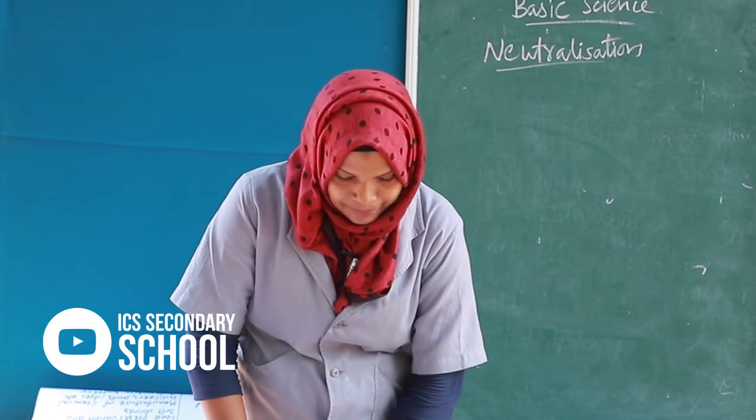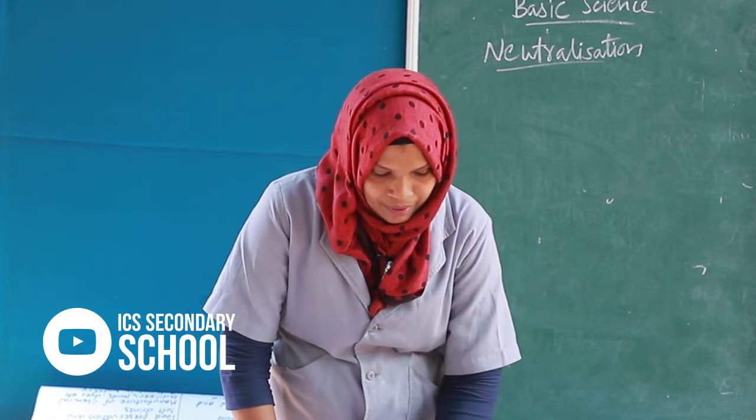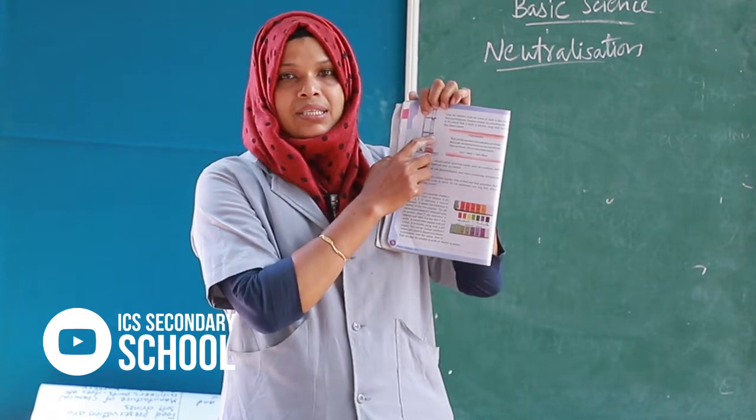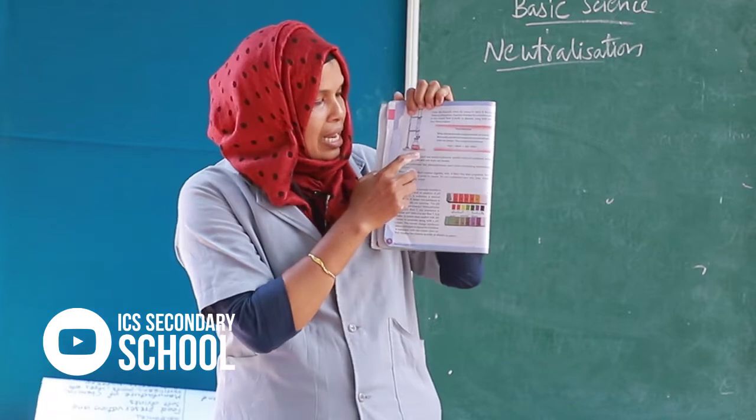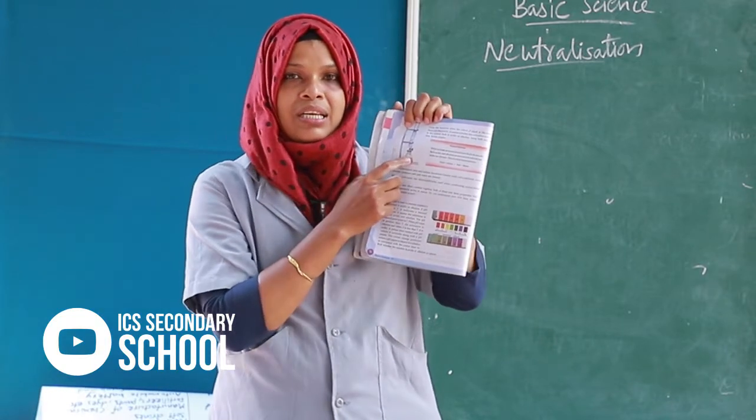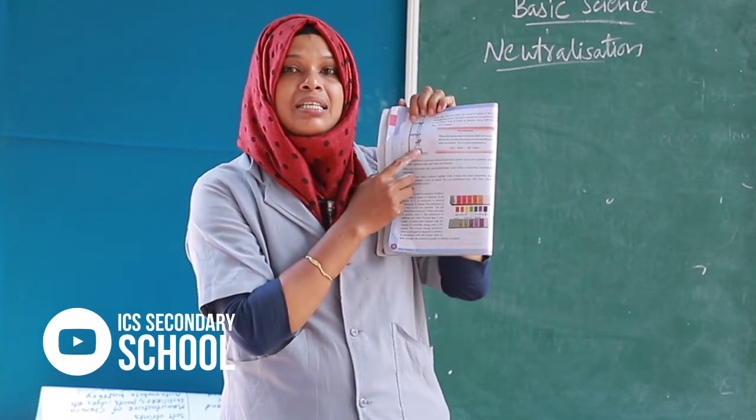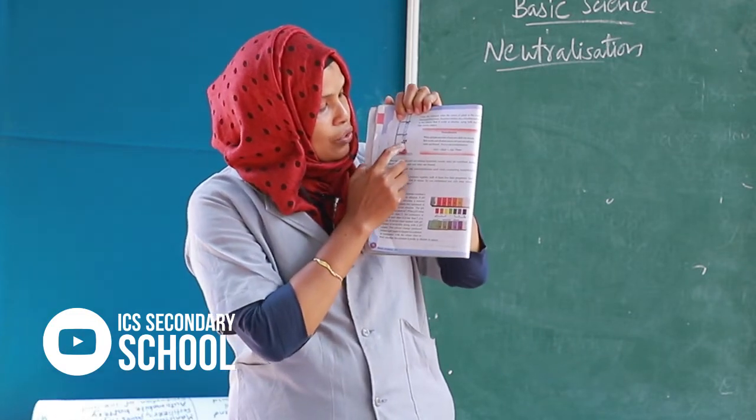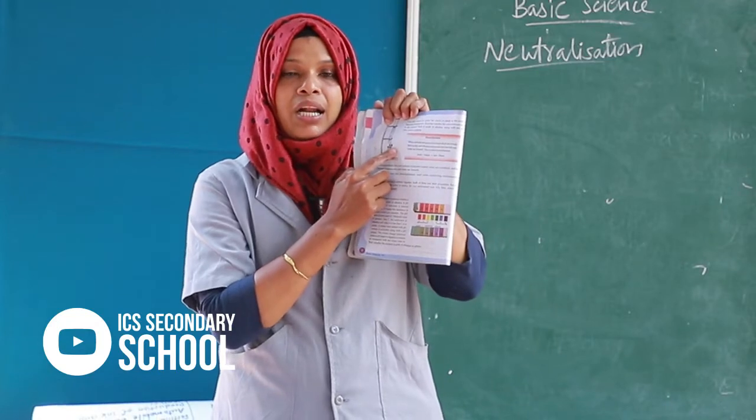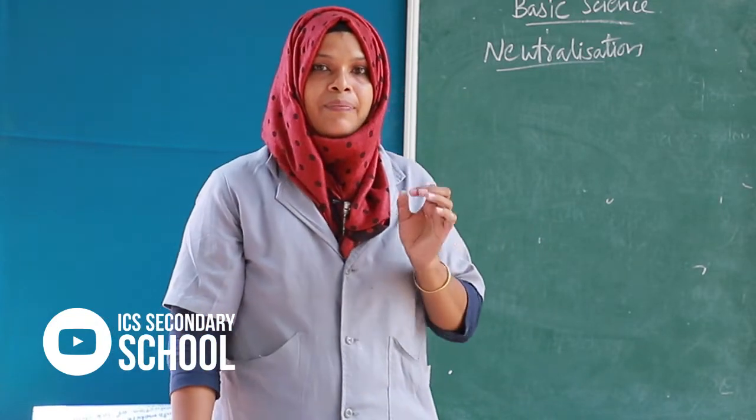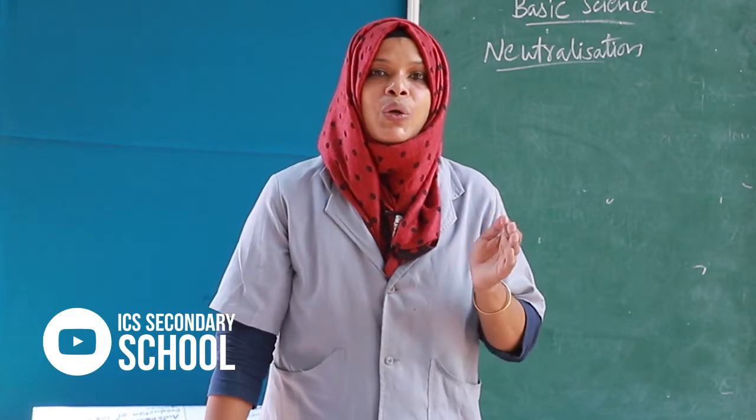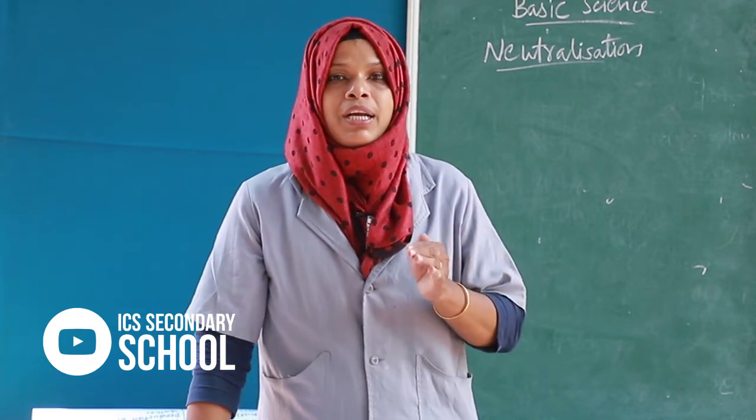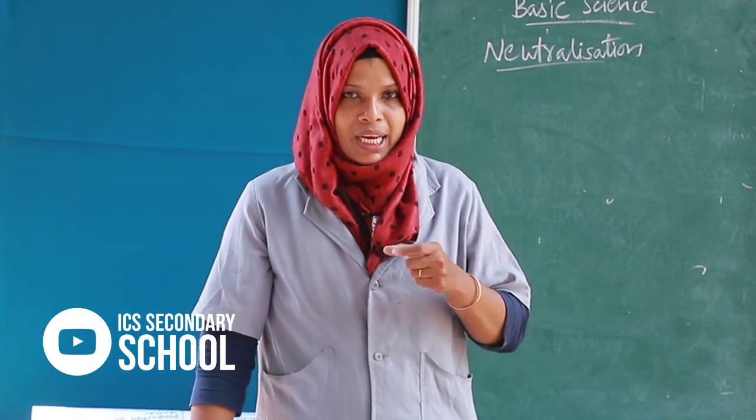Look here. This is the burette and this is the solution we take. Sodium hydroxide solution is taken in a conical flask. First you take hydrochloric acid in a burette, then 20 ml sodium hydroxide solution in a conical flask.